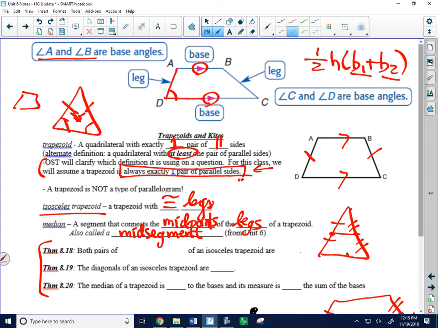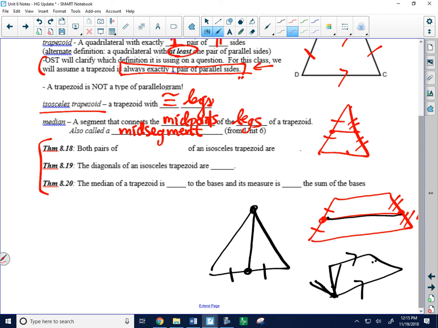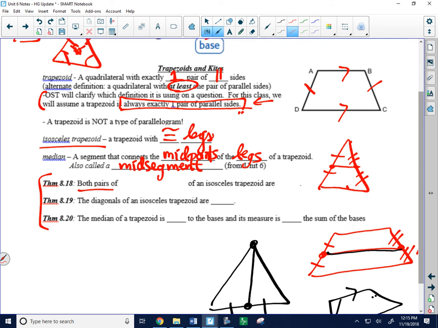I don't think this is called the isosceles trapezoid theorem, but it really should be. It just says if you have an isosceles trapezoid, where's my isosceles trapezoid? I guess I'll draw a new one. Oh, here, it was this one. If you have an isosceles trapezoid, then the base angles are congruent. Both pairs of base angles of an isosceles trapezoid are congruent.